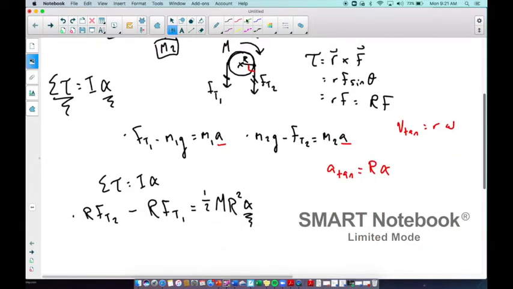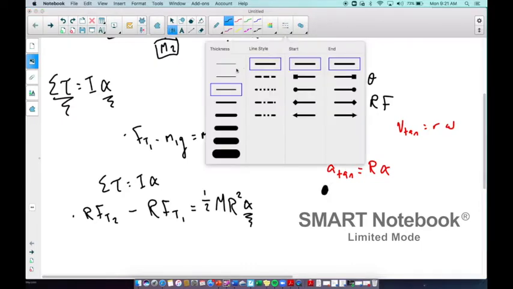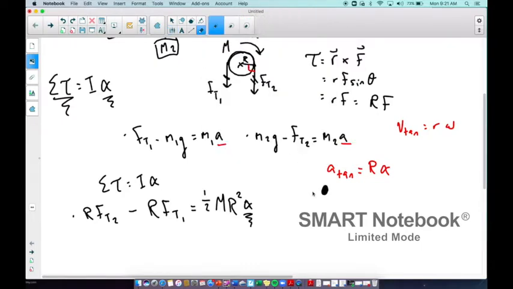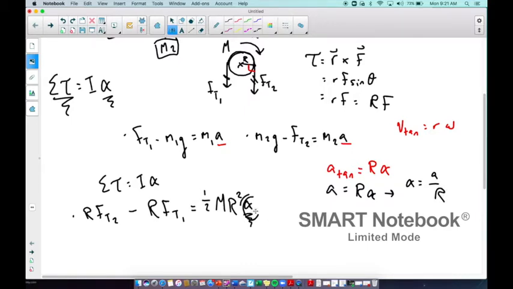Okay? So ultimately then I'm able to make this statement that my acceleration A that shows up in all these other equations has got to be r times alpha. Therefore I can rearrange that and say that alpha equals A over r. And I can plug that in right here. And I can get rid of alpha. And now I will have three equations with three variables.